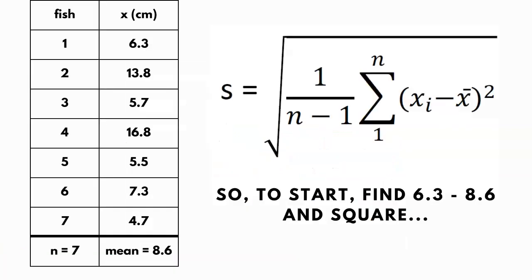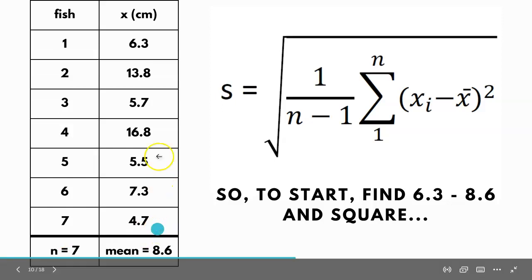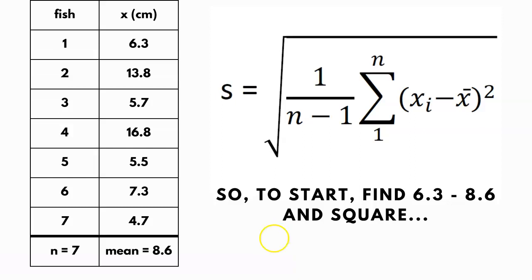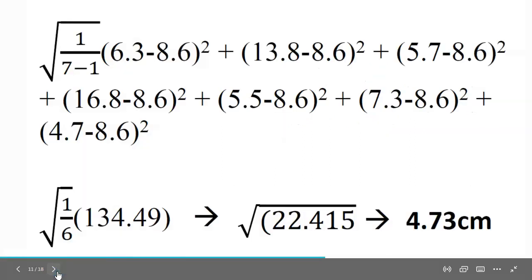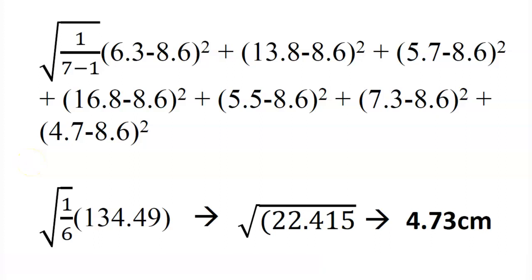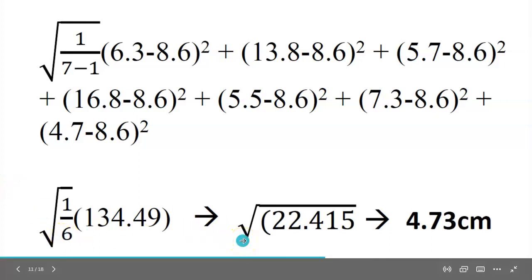Let's practice on the same data set. We need to know little n and x bar to start. Then we begin by taking 6.3 minus 8.6 and square it. There ends up being a lot to write down to work out this equation. If we wrote it all out, it would look like this. It's tempting to write it like this, but there are a lot of places you can make mistakes, especially when you get to the end. You might forget to divide by 6 or take the square root.